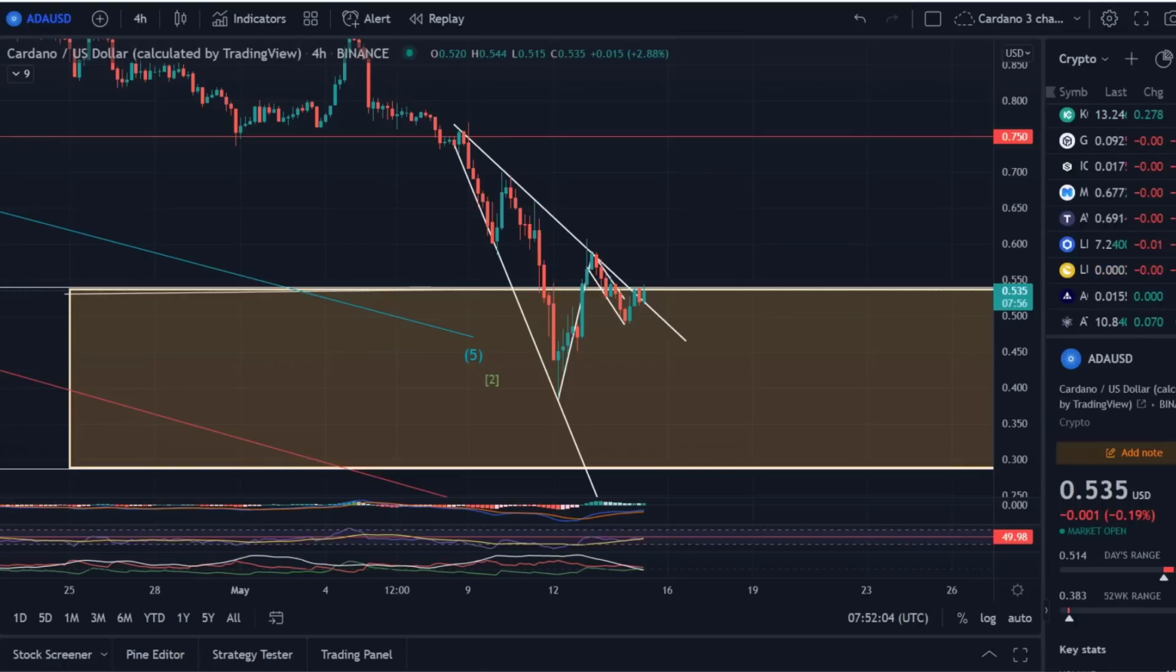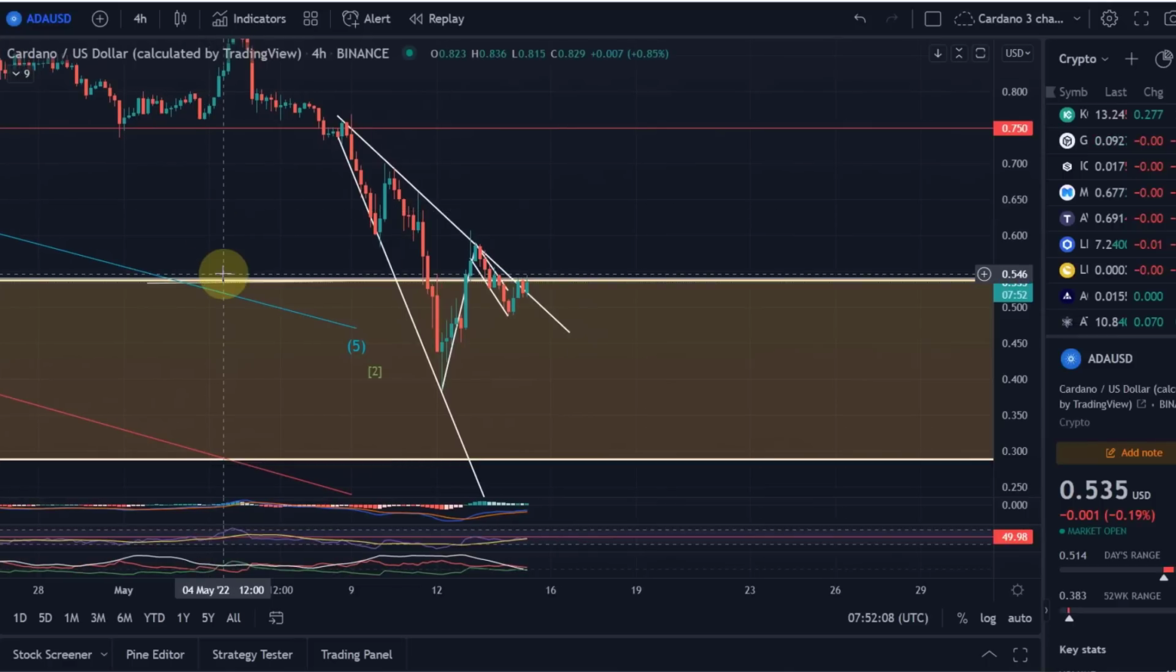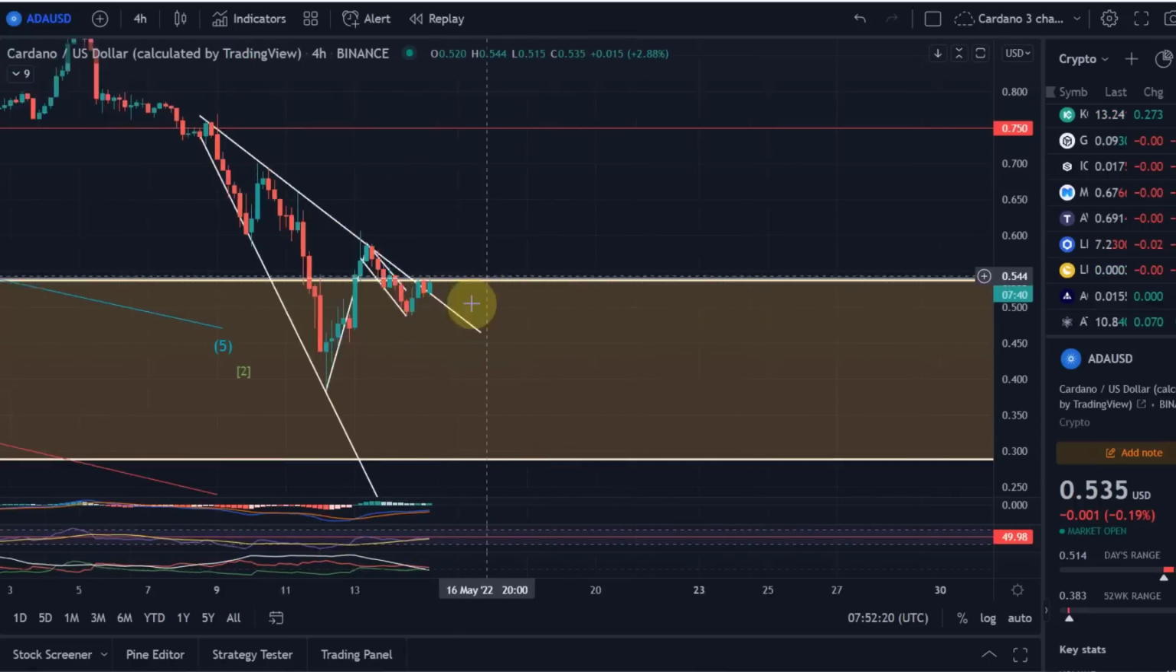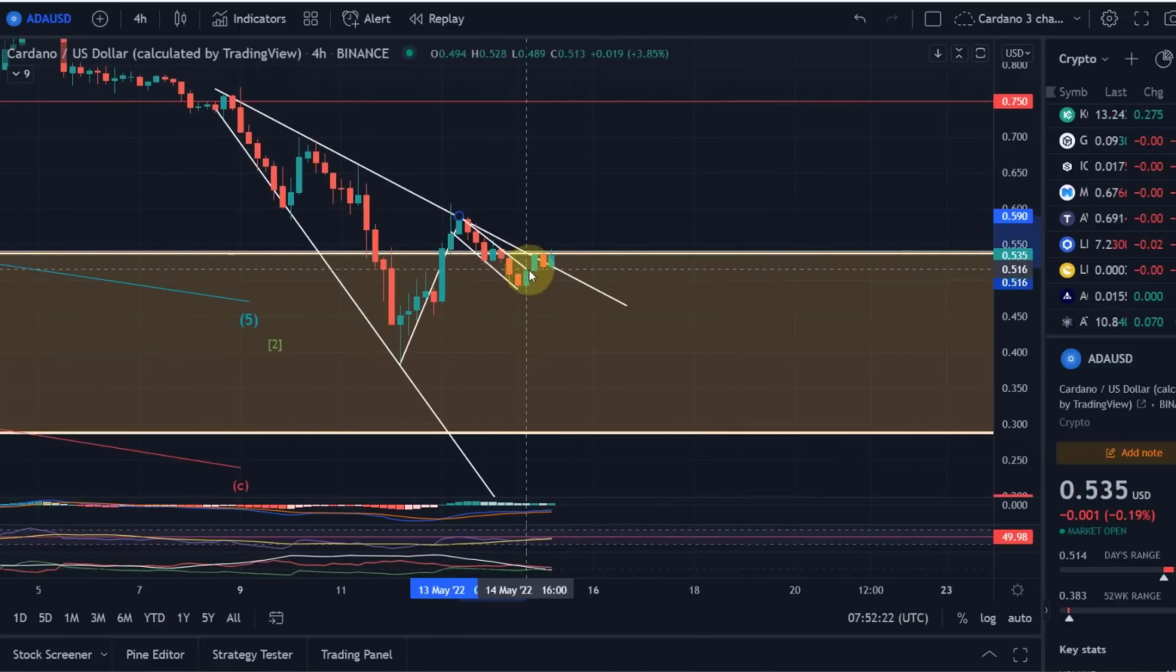Not too much has happened, but a quick short-term update, because medium-term not too much has changed since my last update. In my last update, I made you aware of this potentially bullish pattern here, a descending broadening wedge, and in addition to that, a bull flag here. It came down a little bit too much, but in the end, it was still a valid bull flag.